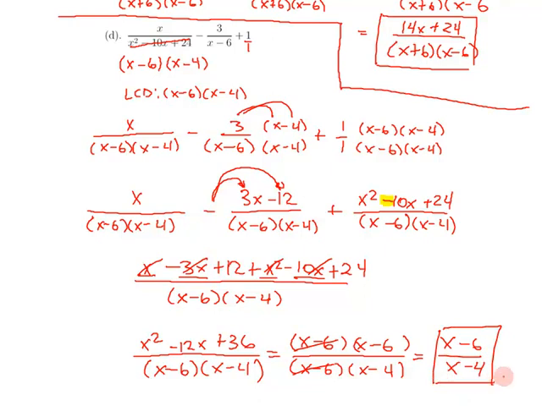All right? Now, that concludes our section on adding and subtracting. So now we know how to find the domains. We know how to simplify, add, subtract, multiply, and divide rational expressions.